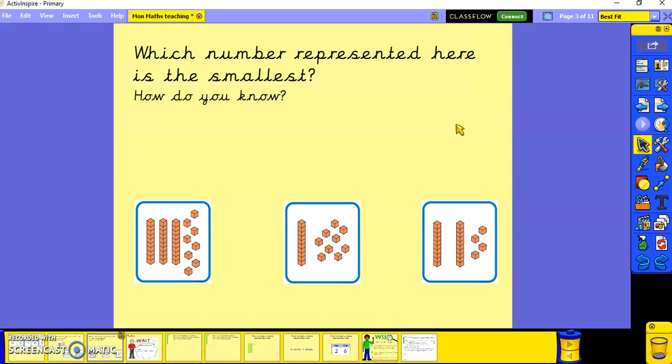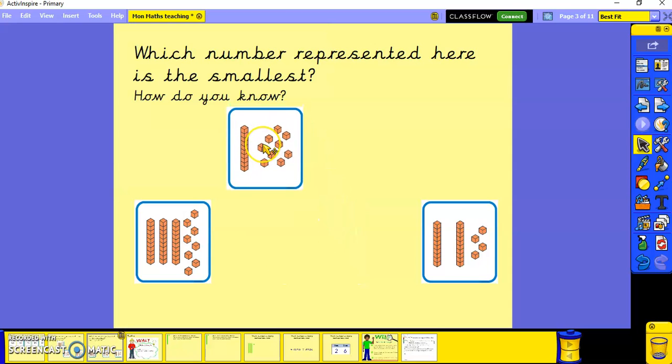This time, same set of numbers, which number being represented is the smallest? So again, think about the tens first. Which number has got the lowest or the least number of tens? It is this number here, which remember was the number 19 because it has only got 1 ten.